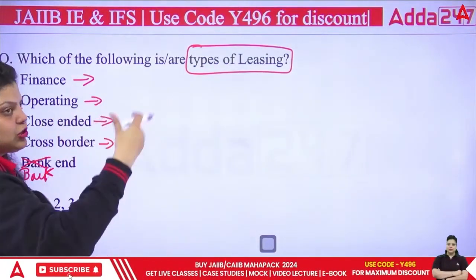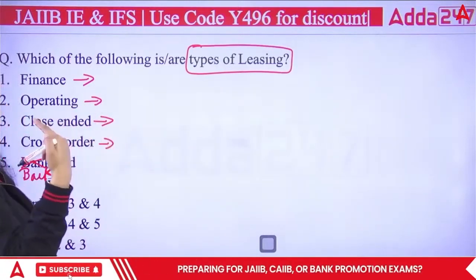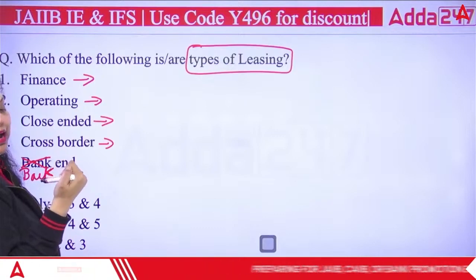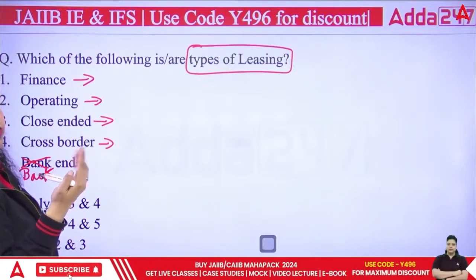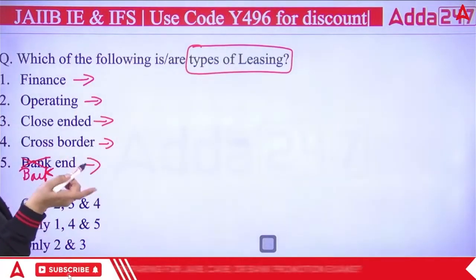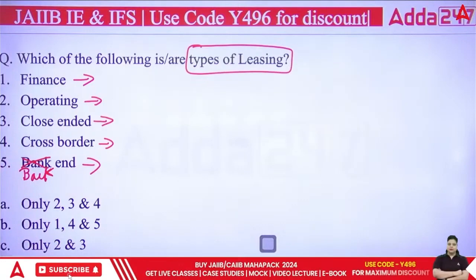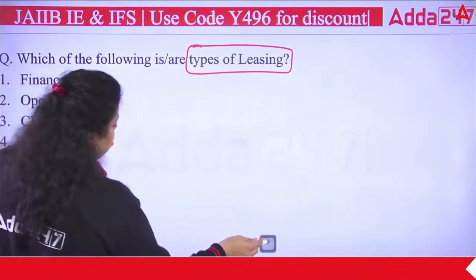When your transaction has been completed, your maturity has been completed. Then cross-border means two countries: the parties who are leasing property to each other are living in two different countries. And back end means when your rentals will be high in the end. That is what your back end is. So these are the types of leasing, and the right answer is all of the above.